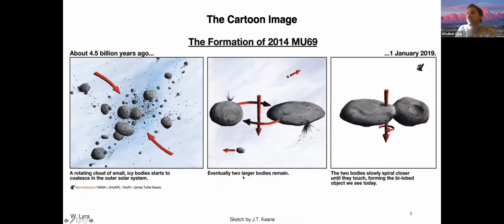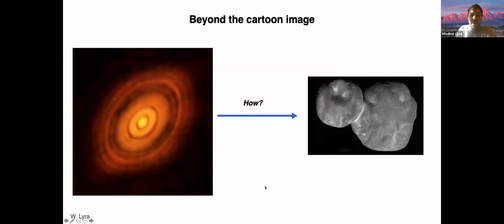So this is a cartoon image here of how the formation of these objects and the evolution might have happened. So you have here basically the formation by streaming instability, and then you form these 2 lobes, and then something happens and that brings them into contact. And this is where I would like to focus. So beyond the cartoon image, basically, how do you pass from a pebble disk to a formed object like MU69?